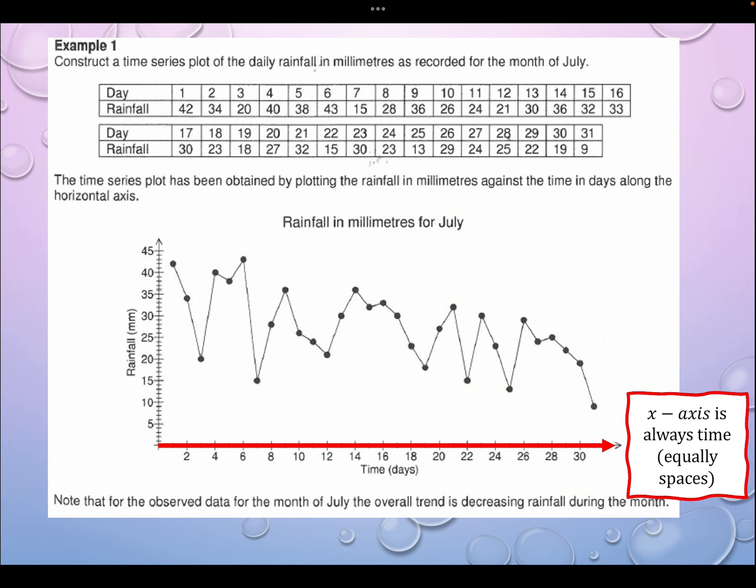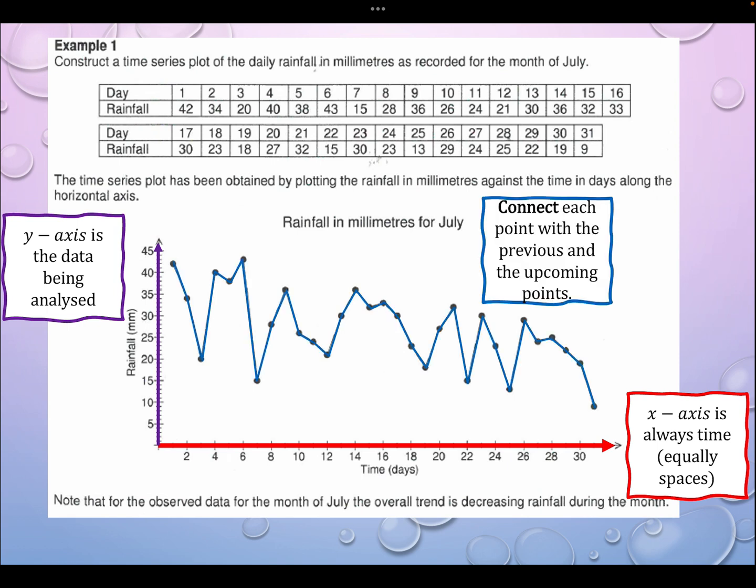Now you can see that the x-axis in this case is time. It's always time, it does not change, and it must have equal spacing. The next thing that you need to think about is the y-axis. The y-axis is the data being analyzed. We are analyzing the trend of the rainfall for July in this case. Now, you plot the data as dots, and then you must connect each point with the previous and upcoming points. Make sure that you use a ruler to connect the data points.